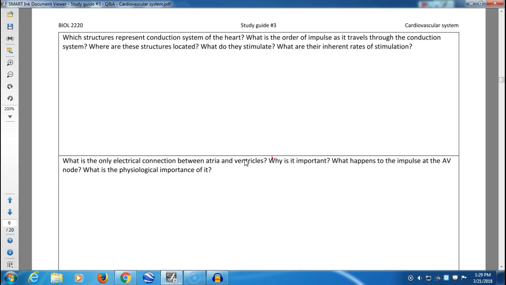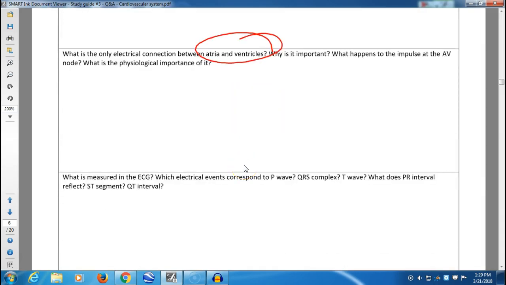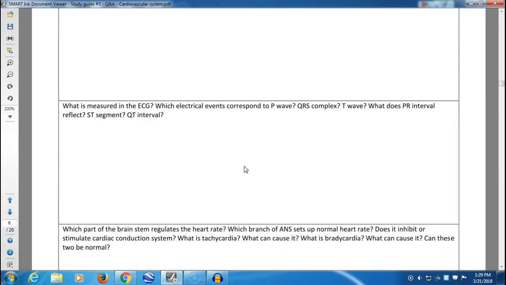Atria and ventricles, what are they connected electrically? By only AV bundle. What is the importance? Why it's important? Impulse is delayed, so atria and ventricles contract at different time. Does that make sense? So impulse is delayed? Yeah, got it.